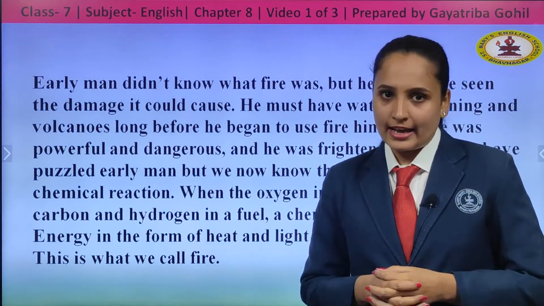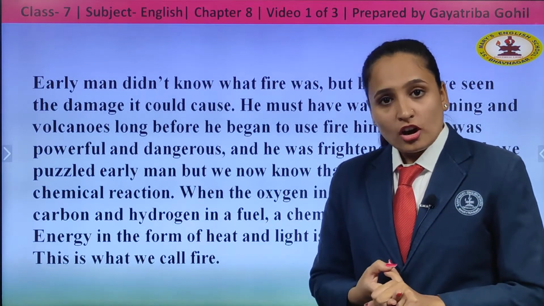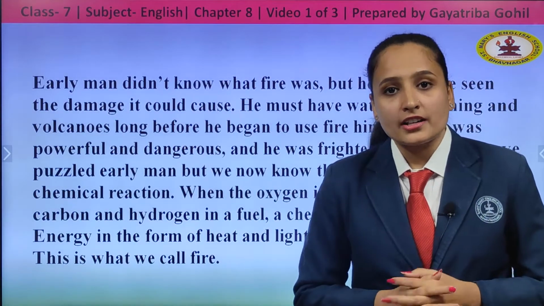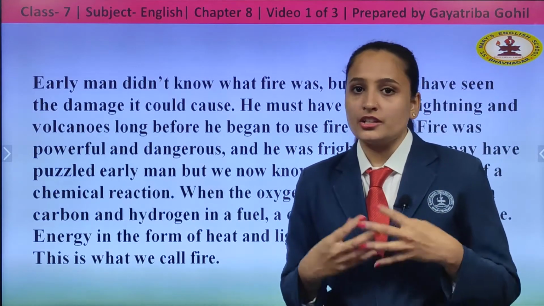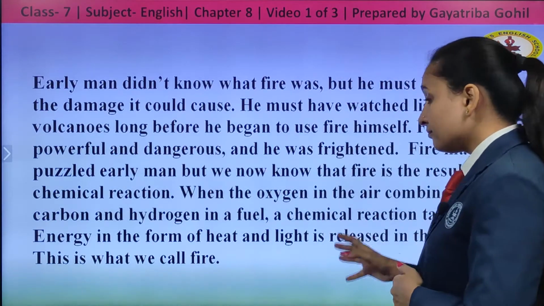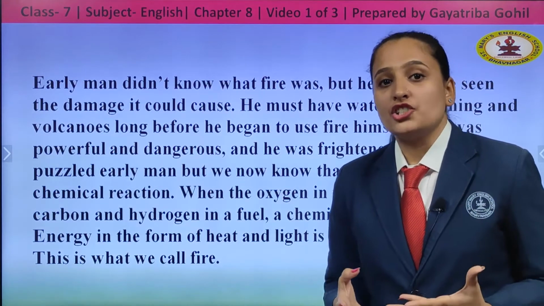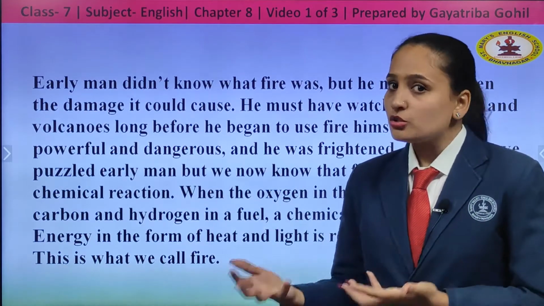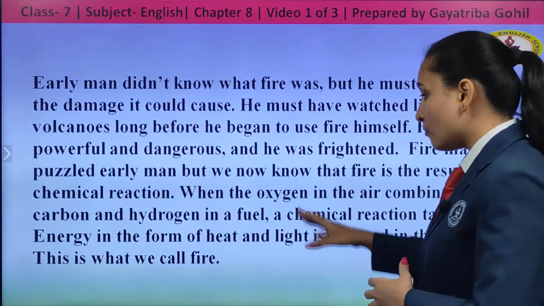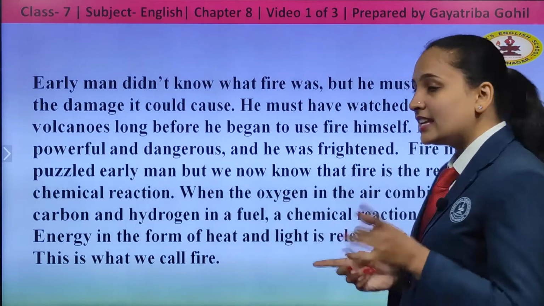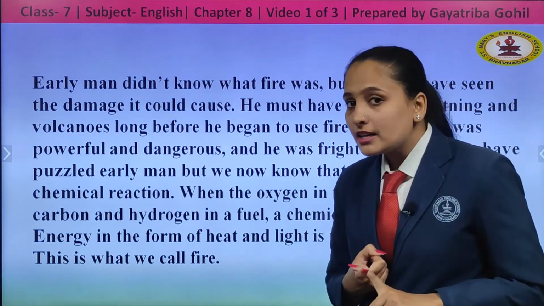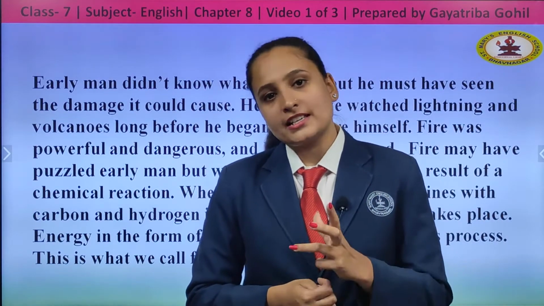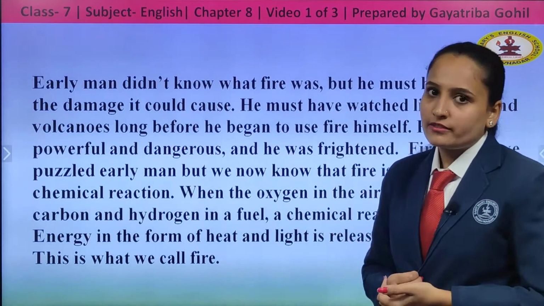When the oxygen present in air comes in contact with the carbon and hydrogen present in any fuel, a chemical reaction occurs, and as a result of this chemical reaction, fire is created. Now what is fire? It is a form of energy which releases heat, because it is very hot, and light, because it also gives light, right? So energy in the form of heat and light is released in this process. Which process? The chemical reaction which occurs when oxygen comes in contact with the carbon and hydrogen present in any fuel. This is what we call fire.